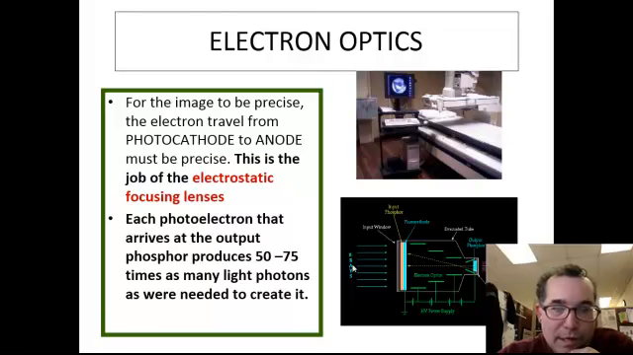Right. So each photoelectron, when it arrives at the output phosphor, will produce 50 to 75 times as many light photons that were needed to create it. So again, in our example from before, we started with one incident X-ray, turning into 1,000 photons of light, which then turned into only about 50 photoelectrons, but then those photoelectrons turn into 3,000 light photons.